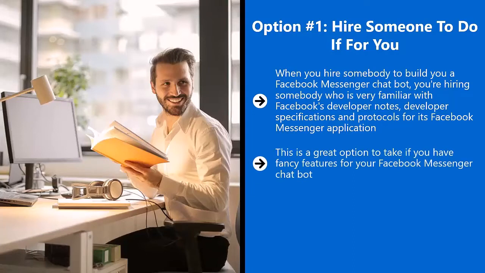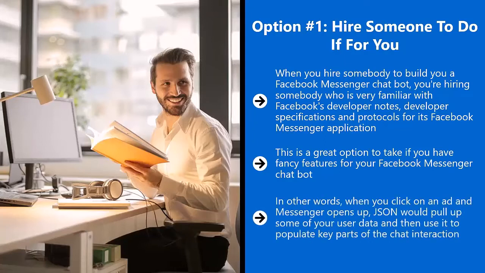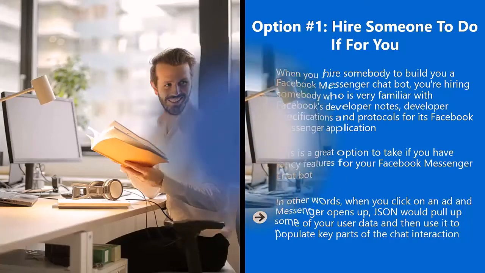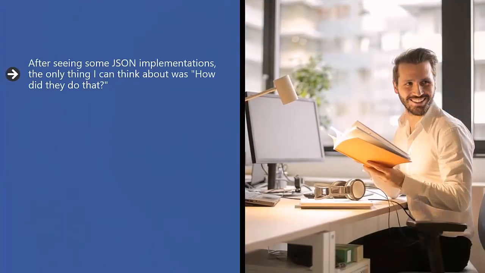This is a great option to take if you have fancy features for your Facebook Messenger chatbot. For example, if you are looking to automate Messenger interaction after somebody clicks on an ad, you probably would need JSON integration. In other words, when you click on an ad and Messenger opens up, JSON would pull up some of your user data and then use it to populate key parts of the chat interaction. It's as if Facebook Messenger chatbot got into your prospect's head. It's really amazing stuff. After seeing some JSON implementations, the only thing I can think about was, how did they do that? It's as if Facebook Chat is reading your prospect's mind.